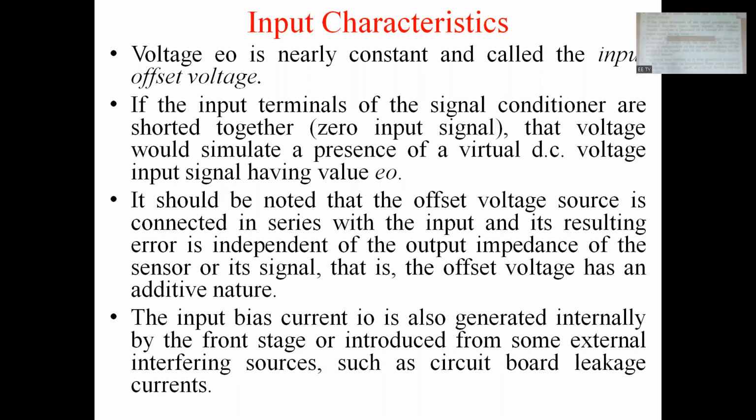That is, the offset voltage has an additive nature. Offset voltage additive nature असेल. So the input bias current I0 is also generated internally by the front stage or introduced from some external interfering source such as circuit board leakage current. Okay, circuit board leakage current. So these are related to input characteristics of signal conditioning.